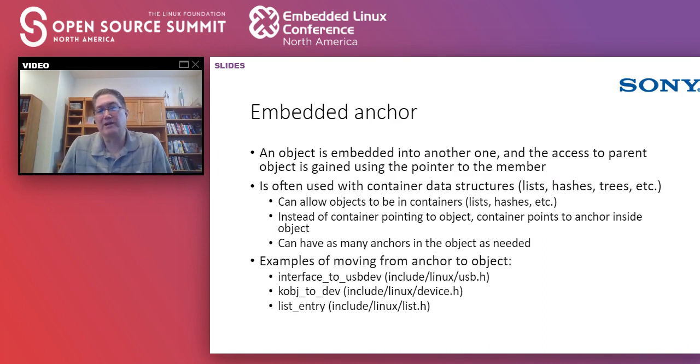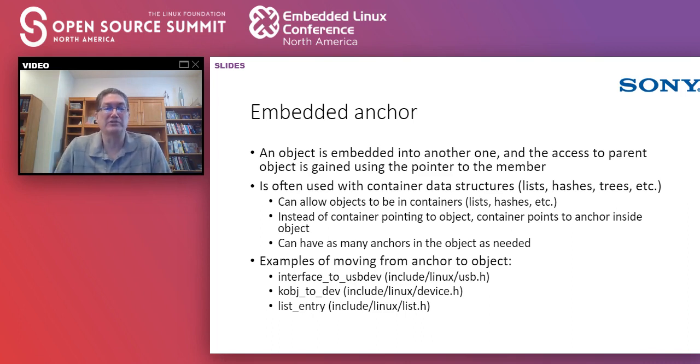So the next thing I want to talk about is a higher level, abstract concept called embedded anchor. This is when an object is embedded into another one, and access to the parent object is gained by using a pointer to the member. This is used a lot of places in the kernel. It's often used with container data structures. So things like lists, hashes, and trees use the embedded anchor coding pattern. This allows objects to be in those containers. Instead of the container pointing to the object, the container points to the anchor inside the object. And you can have as many anchors as you want inside the object. It's uncommon to have more than maybe three or four, but you can have as many as you want.